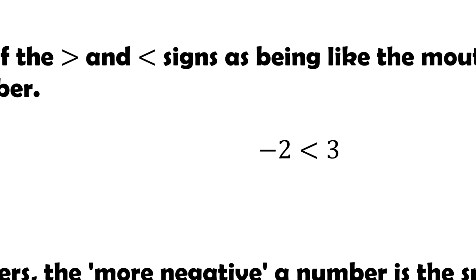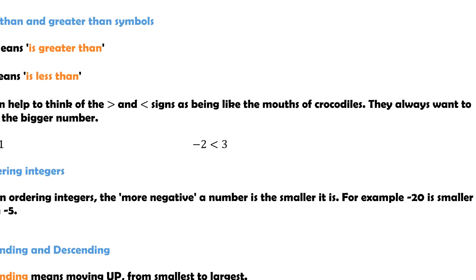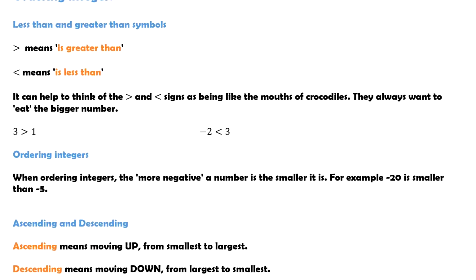Another way to remember it is with the less than symbol. If you turn it a little bit to the left, it almost makes an L shape, which means less than. Now, when ordering integers, the more negative a number is, the smaller it is. For example, -20 is smaller than -5.